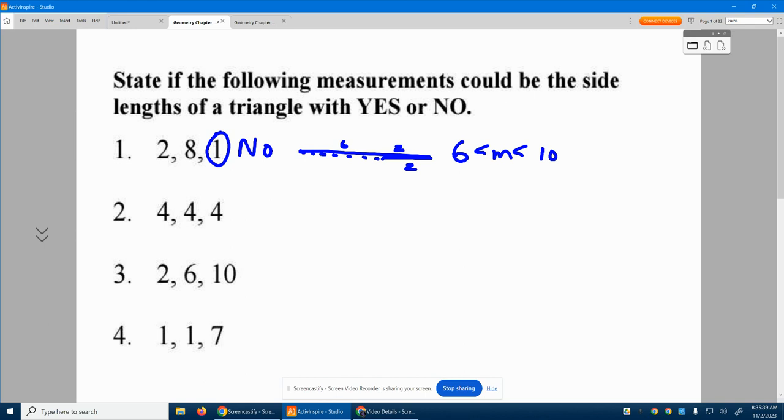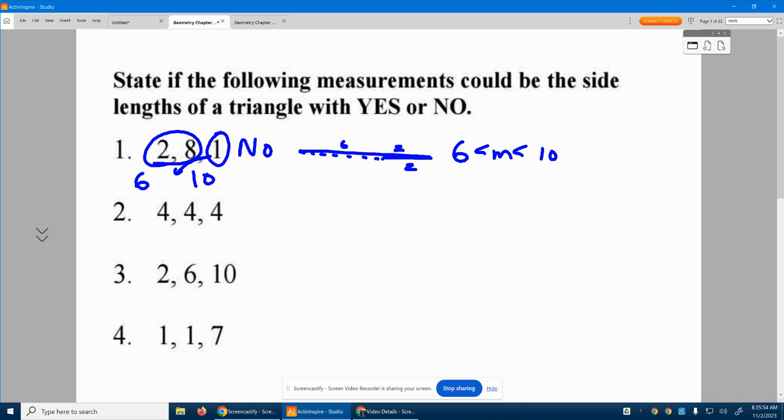And so we quickly learn the easiest way to do this. We take two sides, we subtract them to get the smallest, we add them to get the largest, and we see, does 1 fit in between 6 and 10? And the answer is no, it doesn't.